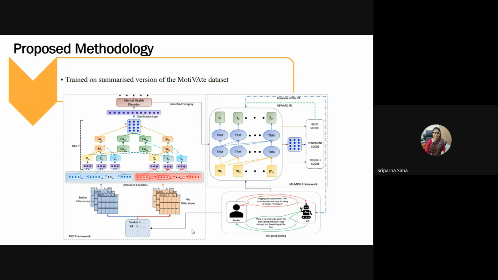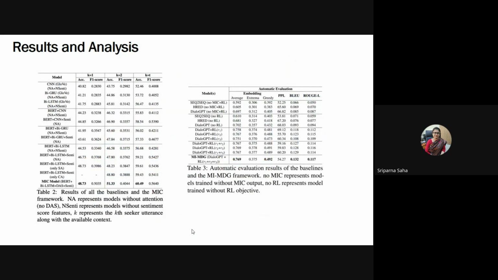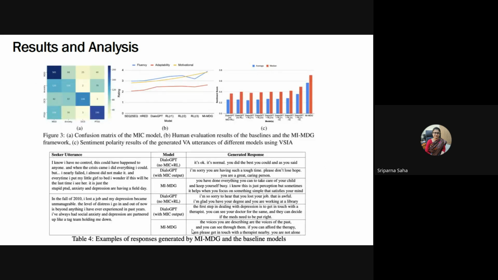It should never make the user unhappy about the situation, and its response should also be similar to the actual response. So there is a rule score based reward, a BLEU score based reward, and a sentiment based reward. That way we are training the network. These are some results that you can see. We have compared with DialoGPT as well, and these are some confusion matrices. There are four classes: MDD, anxiety, OCD, and PTSD, and these are the confusion matrices.